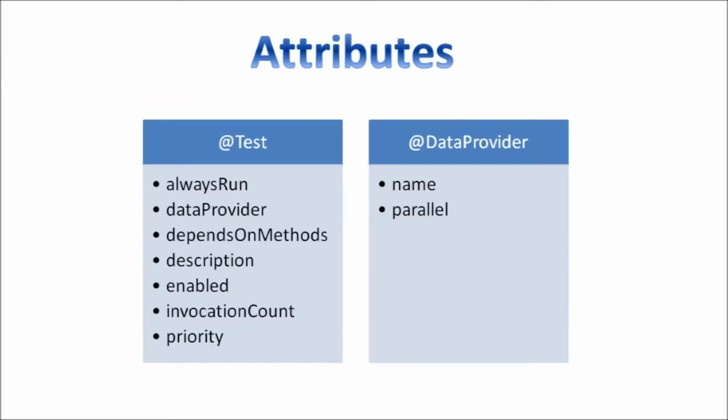I mentioned that we have 15 different annotations. Some of these annotations also have what are called attributes. For example, the test annotation has many attributes, some of which are listed on the screen. We could add the description attribute to our test to describe what it is doing, or we could add the enabled attribute and set it to false to disable our tests. We can set the order in which our tests will execute by using the priority attribute. Now that we have that out of the way, let's take a look at some coding examples.